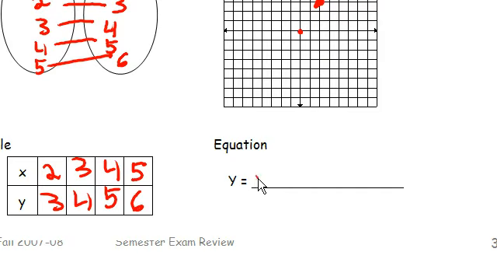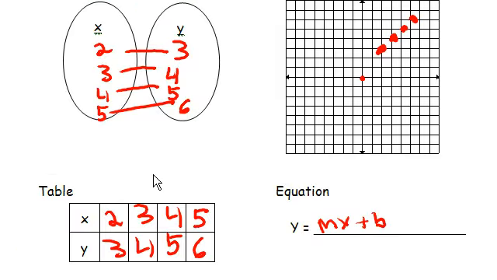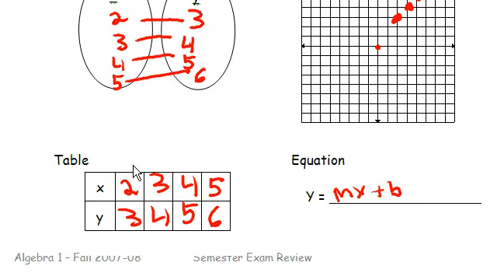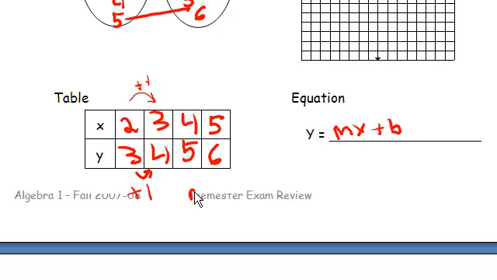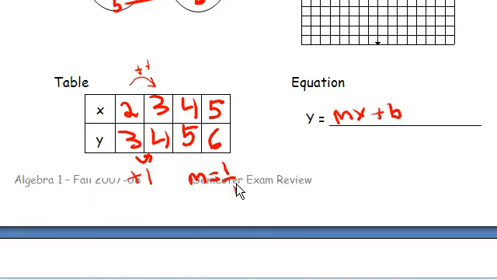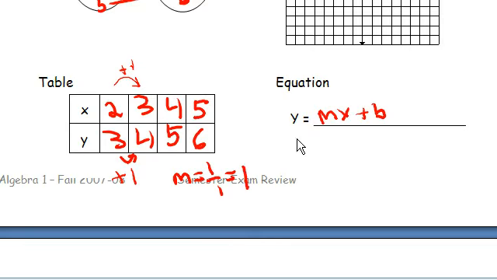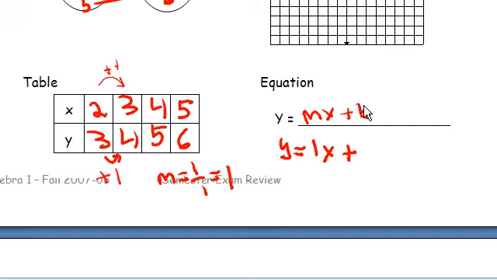Well, I'm going to use mx plus b form, and our rate of change, now we can look at it all sorts of different ways. I'll use the table over here. Our rate of change between 2 and 3 is positive 1. Our rate of change between 3 and 4 is positive 1. Therefore, our slope is 1 over 1, which equals 1. So y equals 1x plus b.